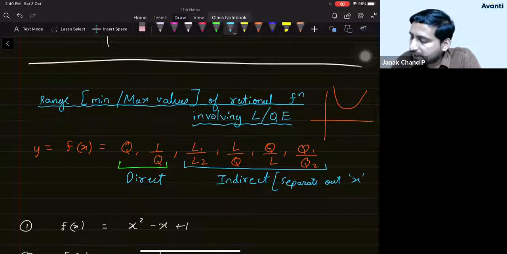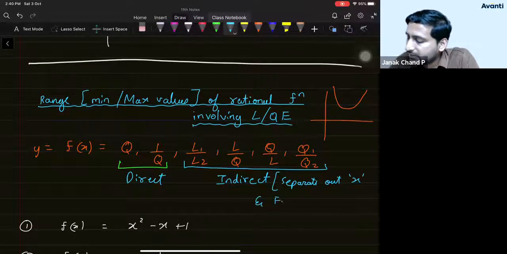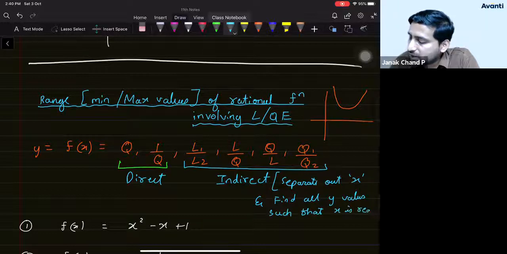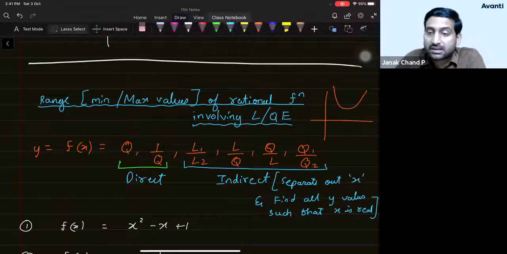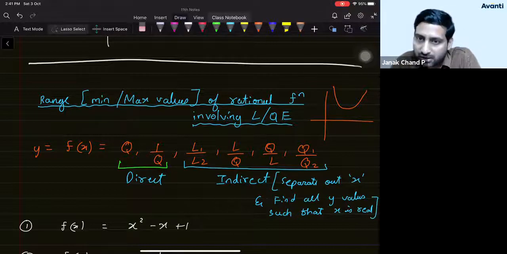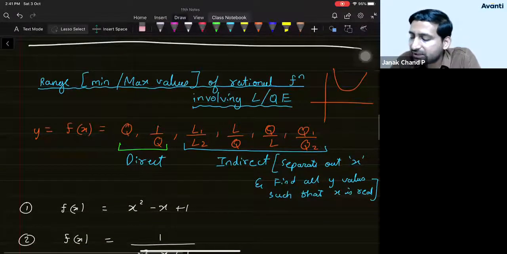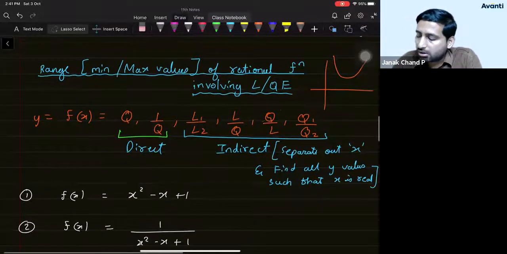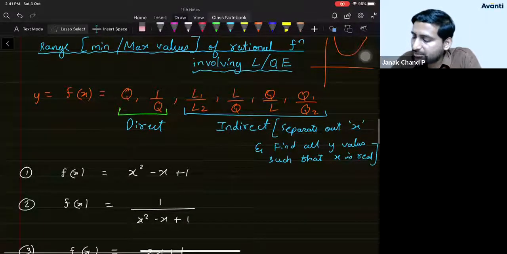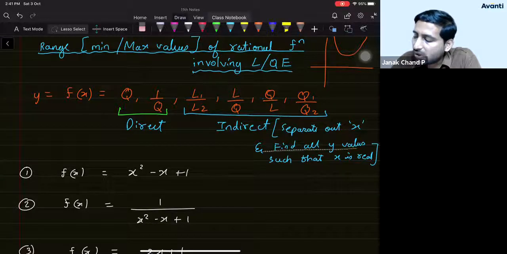Separate out x and find all y values such that x is real. So student, if you remember this concept, we have discussed it in the chapter of domain and range already. But here we are specifically restricting our studies to quadratic equation. Fine students. You will understand the correct meaning of this when I solve the question. You should first separate out x, then find all the values of y such that x is real.